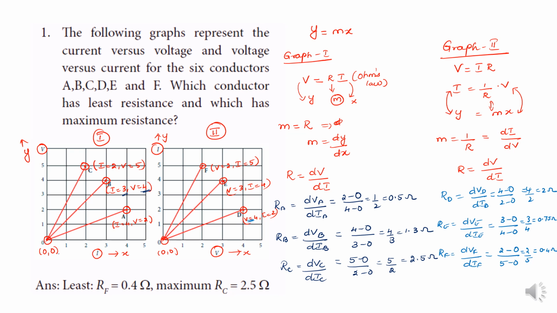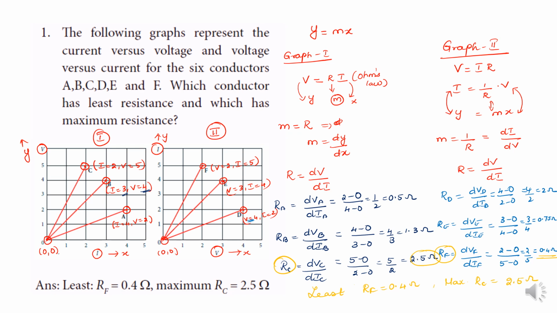Which is the least resistance? RF, which is 0.4 ohms. Which has got the highest? RC, which is 2.5 ohms. So least is RF, which is 0.4 ohms, and maximum is RC, which is 2.5 ohms.